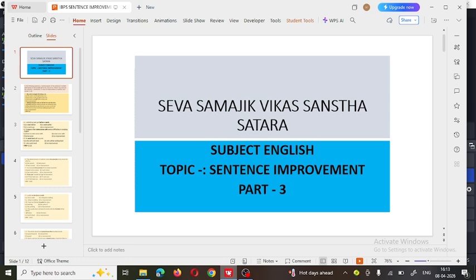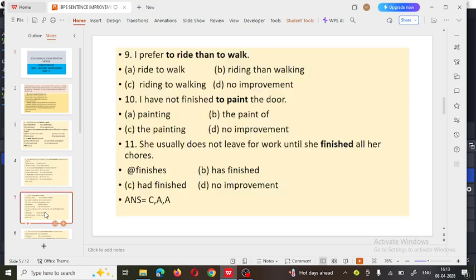So, we will continue our topic that was sentence improvement. Already we have discussed a few sentences where the bold part needs improvement. And if you find that there is no need for any improvement to make the sentence grammatically correct, then you can choose the option D, that is no improvement.